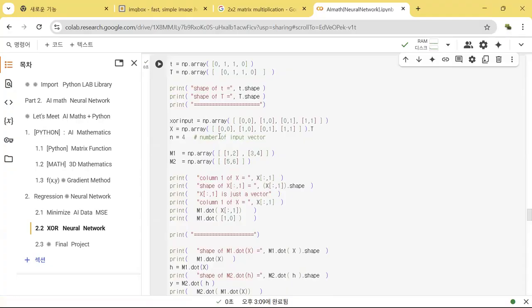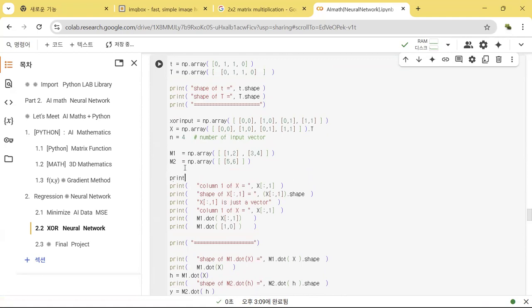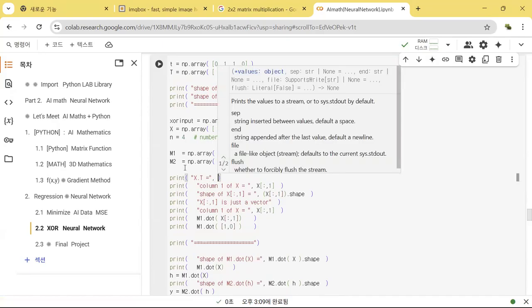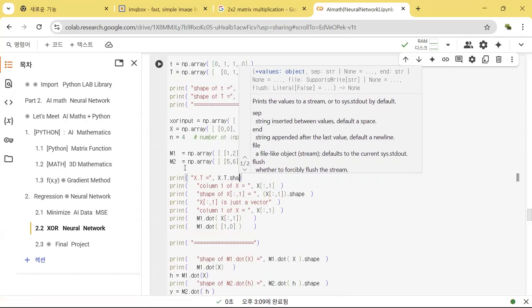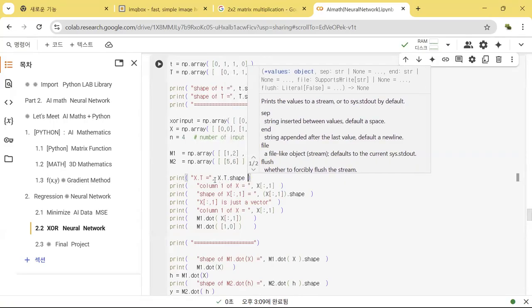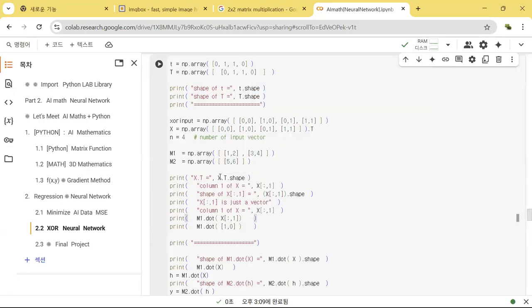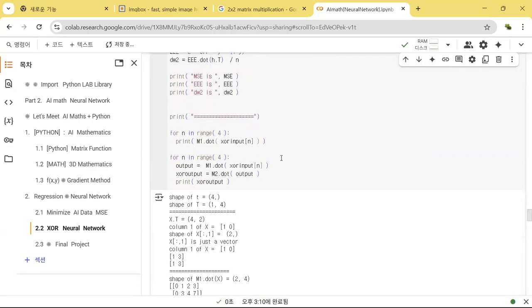Okay. This one now exceed this one. Let's use print X transpose. So you use the print command to check the answer, okay? The X transpose shape. So when you execute this one, this code will print out the X transpose shape. Let's execute this one. Then what do you have?